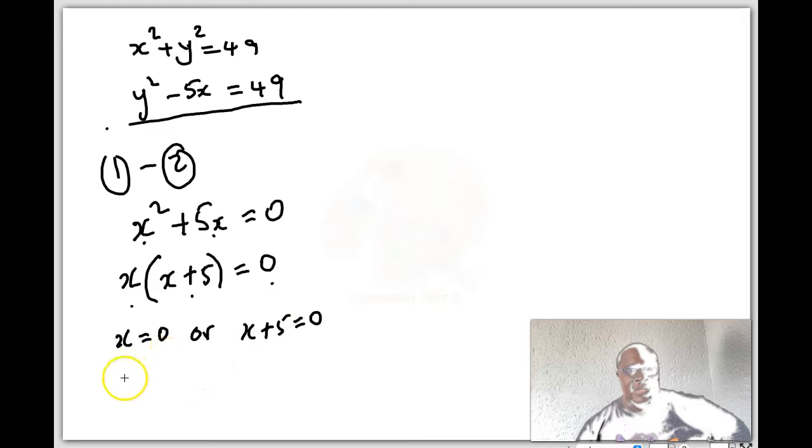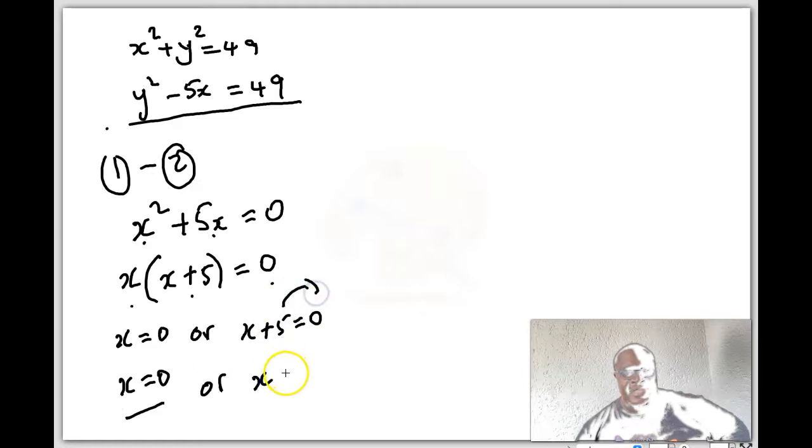So then we solve the two linear equations. This one is already solved for us. And this one, we take the 5 to the other side. So x is equal to negative 5.